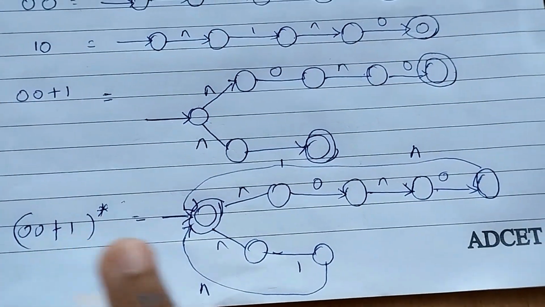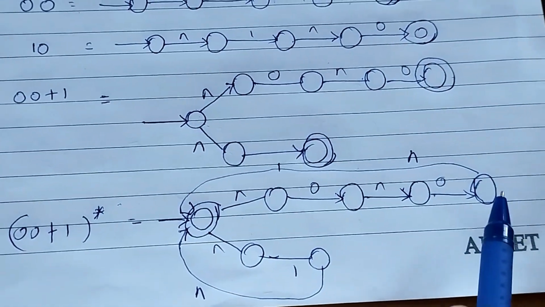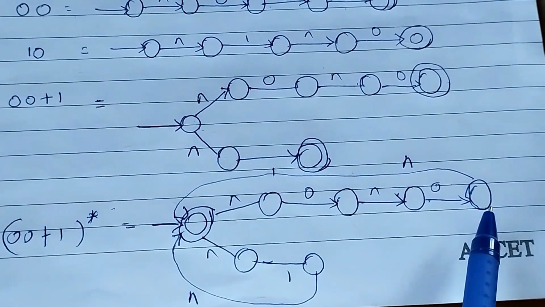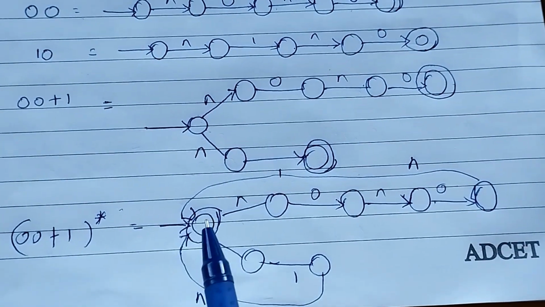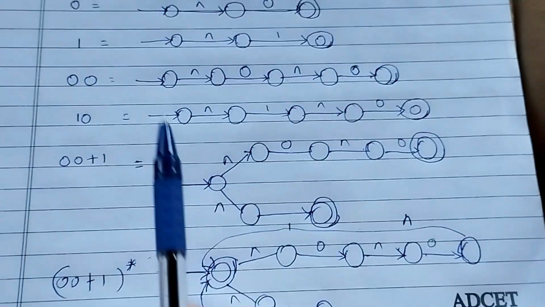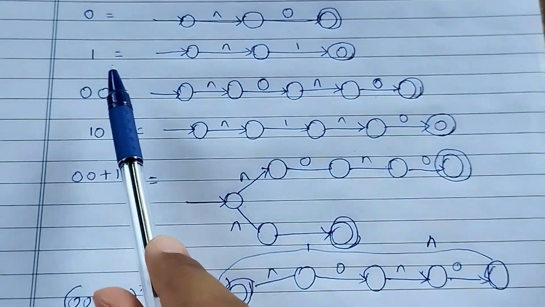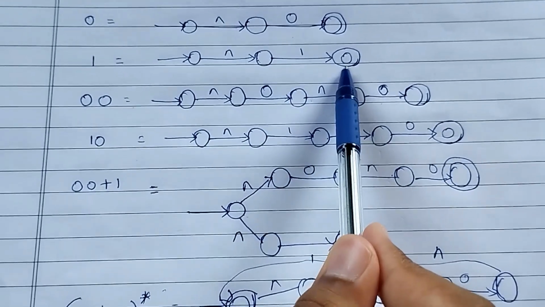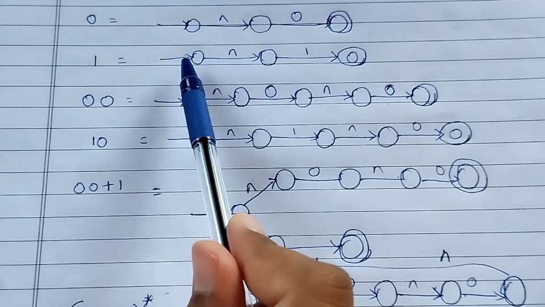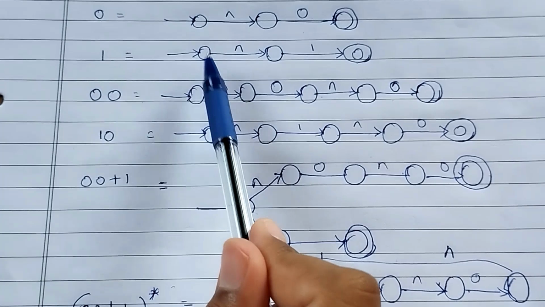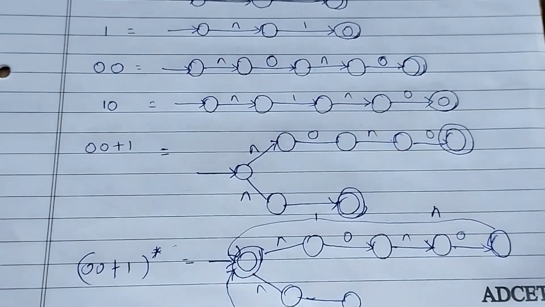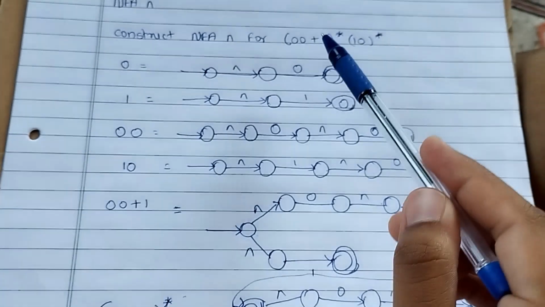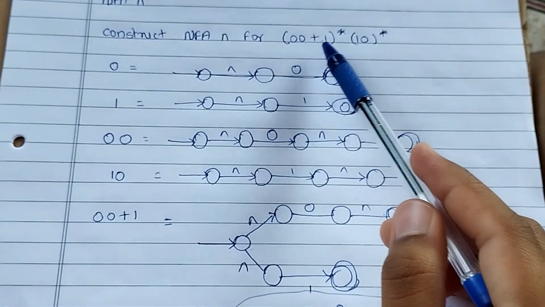When this star comes, at that time we do not accept this last state; we connect this last accepted state to the initial state, and the initial state is acceptance. So if the question is 1 star, then what do we do? Same: null and 1 we write, and this acceptance state is connected to this initial state, and this initial state we accept. So this is the rule for the NFA null. Now we completed 0 0 plus 1 star.